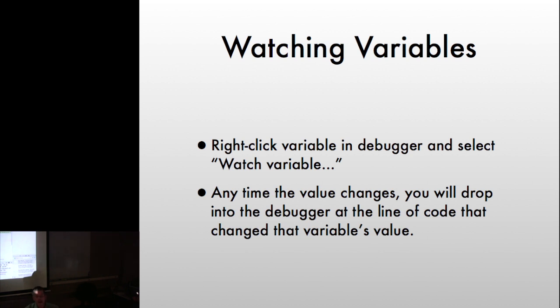Watch X means break every time X changes. Super helpful, incredibly helpful when it comes to global variables. You're relying on a global variable and a global variable changes somewhere and it's screwing up the rest of your code flow. You just watch that global variable. Anytime that variable changes, the debugger will break.